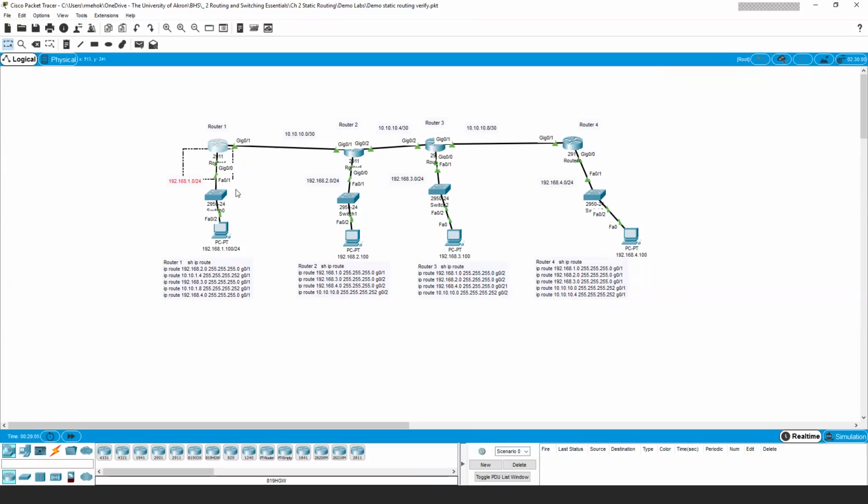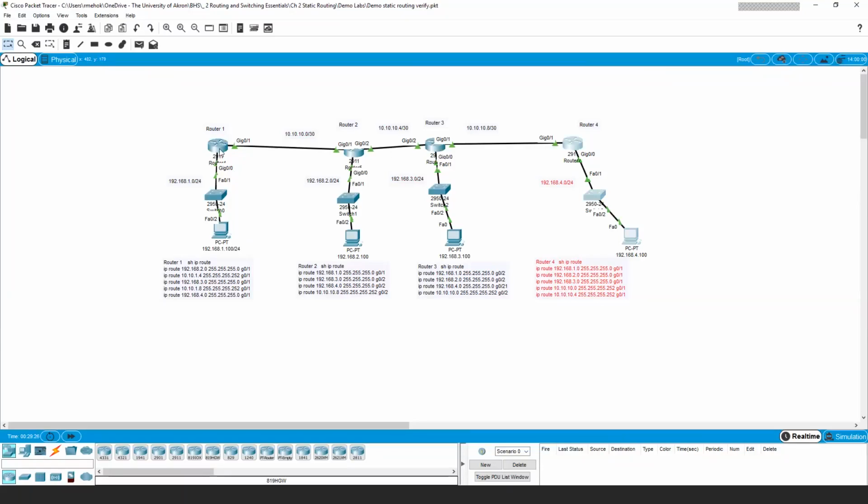So we have one network, two networks, three networks, 4, 5, 6, 7. So if router 1 has 2 directly connected networks, you must put in 5 remote networks. And that's what you're seeing down here.